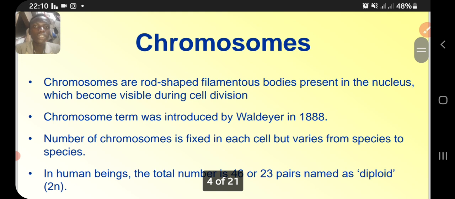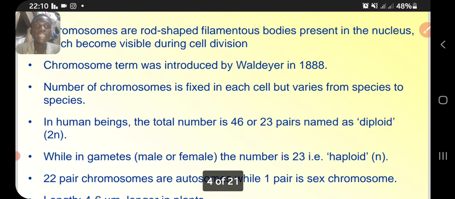And if you talk about chromosomes, chromosomes are the rod-shaped filamentous bodies present in the nucleus, which become visible during cell division. So these chromosomes will only become visible during cell division. The term chromosome was introduced by Waldeyer in the 1880s. The number of chromosomes is fixed in each cell but varies from species to species. In human beings, the true number is 46. Those are 23 pairs, named as the diploid, that is 2n.